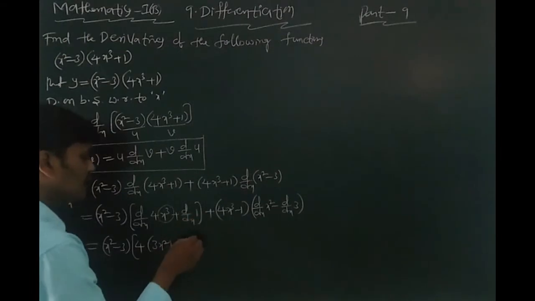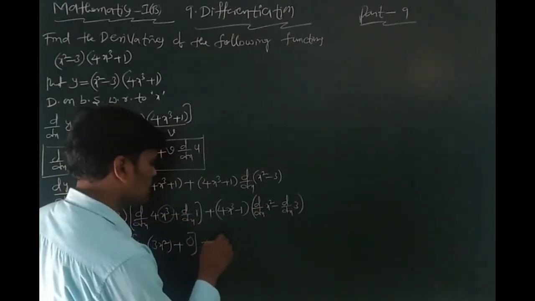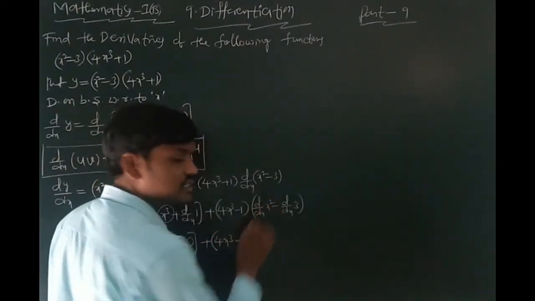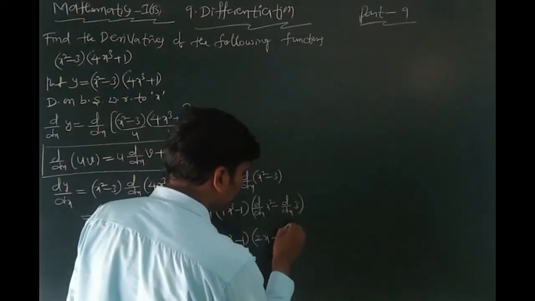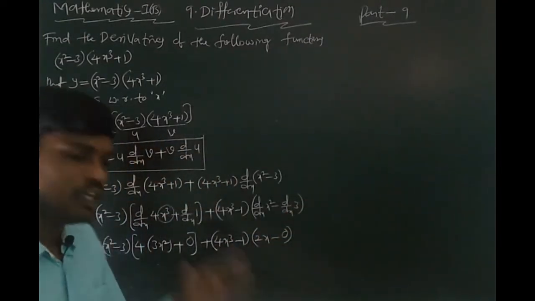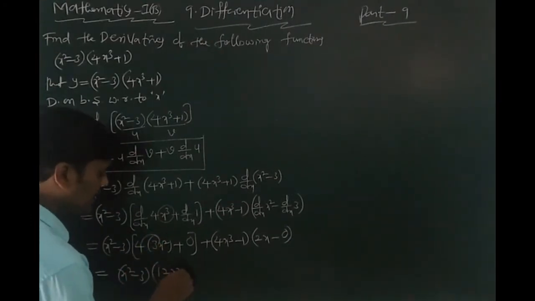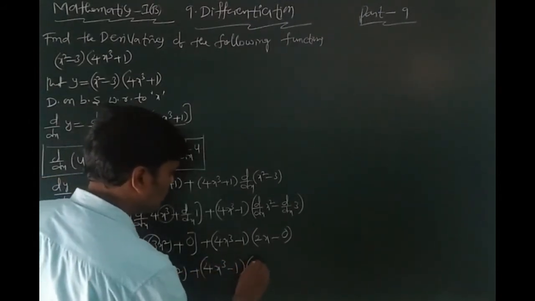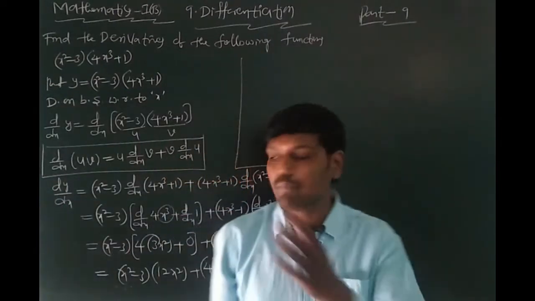Next, 1 nothing but constant, derivative is 0, plus 4x cube plus 1 into derivative of x square. Derivative of x square nothing but 2x, minus derivative of constant value is 0. After that, you can write x square minus 3 into 4, these are 12x square, plus 4x cube plus 1 into 2x. This is the derivative of given function.